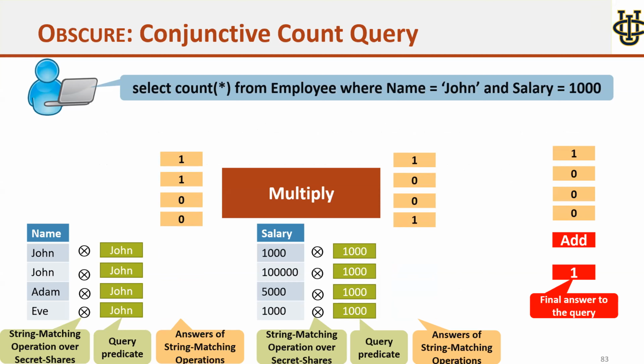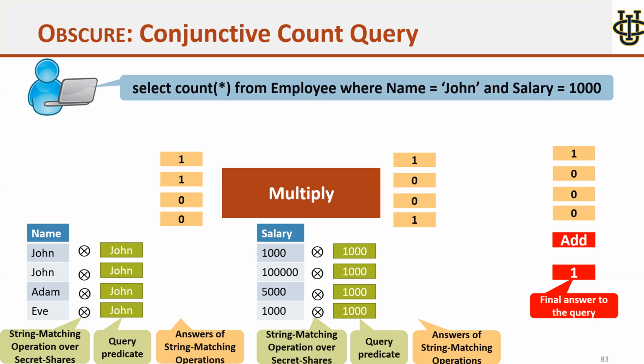Do you have to send the entire bit vector of the size of the entire database each time? No, I need to send the bit vector of the size of my query predicate. Suppose the query predicate is John. The user needs to send a bit vector of the size of John and a bit vector of size 1000 only.